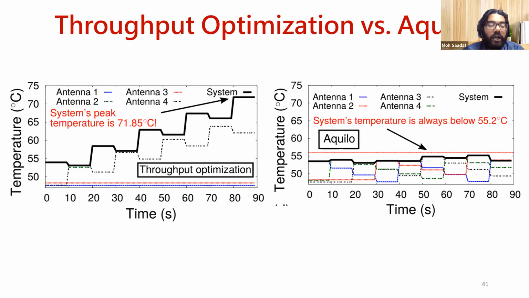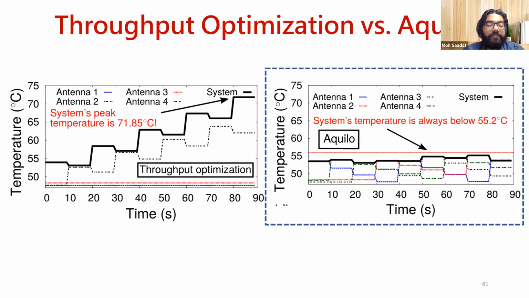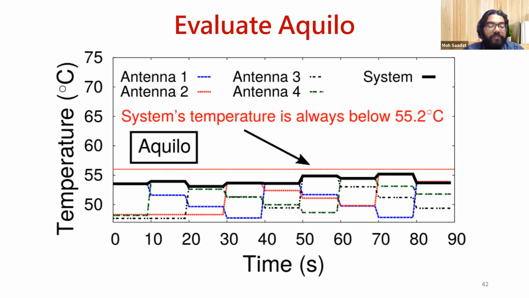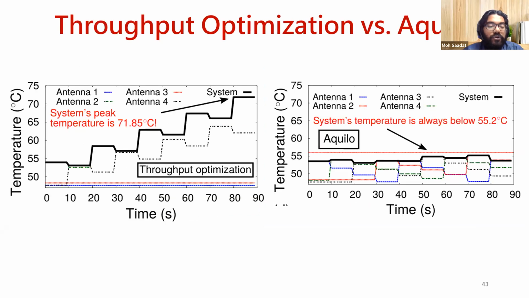Then we investigate how much peak temperature can increase with Akilo under the same set of conditions. Akilo keeps temperature within a tolerable 55-degree range, achieving a reduction of 16 degrees compared to the throughput optimization scheme. Note that Akilo achieves this temperature reduction while maintaining the minimum required throughput level. Hence, the sacrifice in not following a throughput optimal scheme does not hurt the running application.